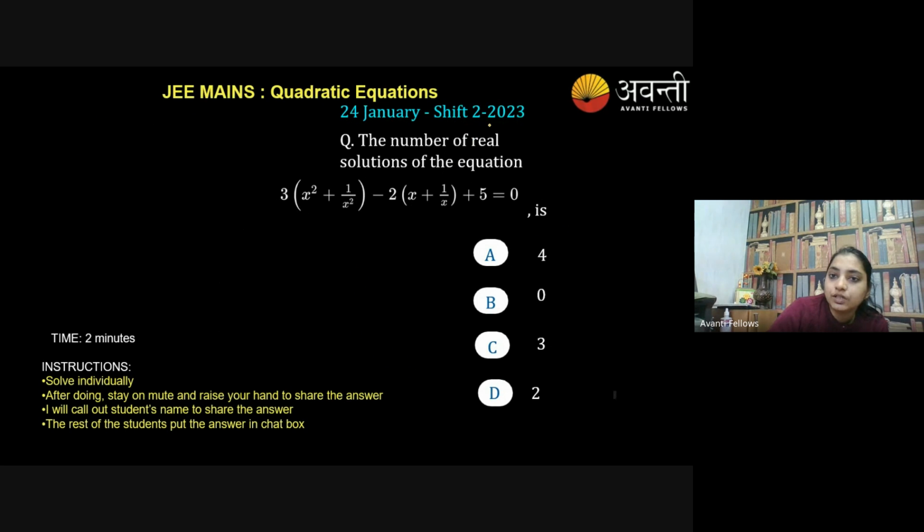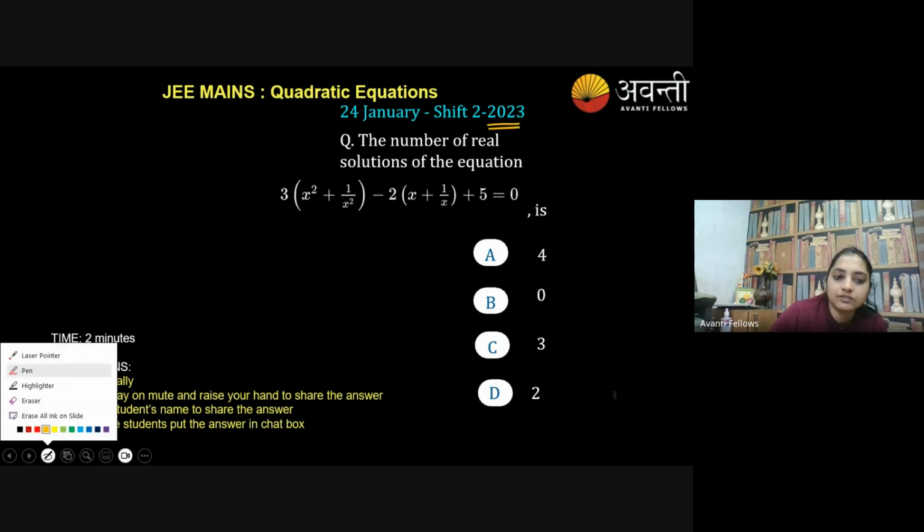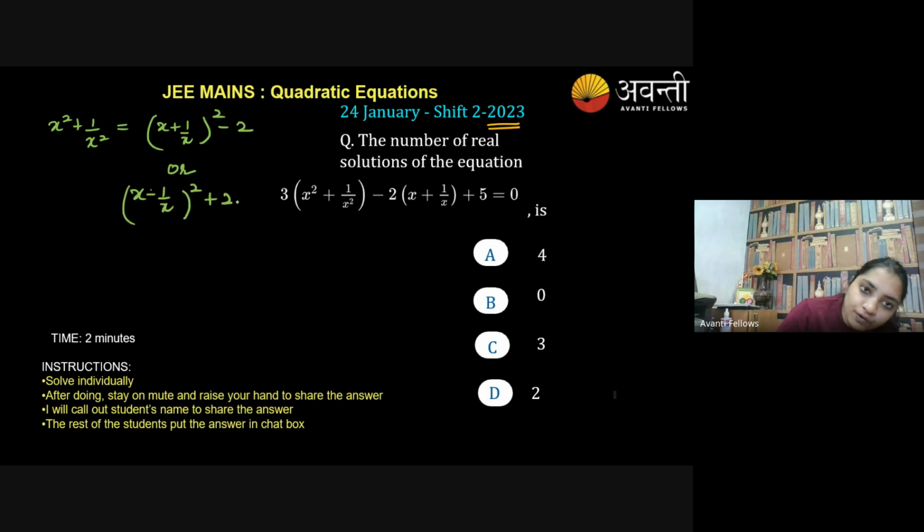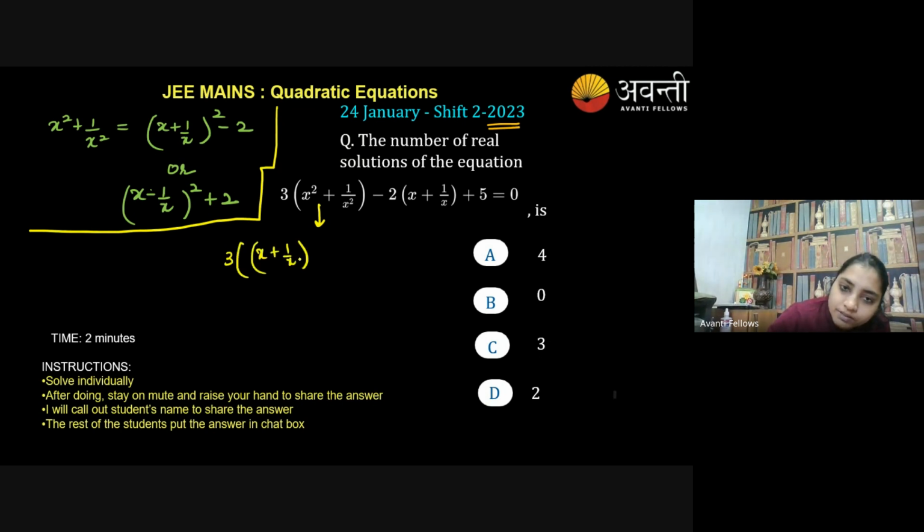Now, it was a question in 2023 in JEE, right? Just in the last JEE attempt. Whenever you find x square plus 1 upon x square, can you convert it into x plus 1 upon x whole square minus 2? Or you can convert it as x minus 1 upon x whole square plus 2. How many of you agree? Yes, ma'am. So what can I rewrite? I can rewrite it as x plus 1 upon x whole square minus 2.